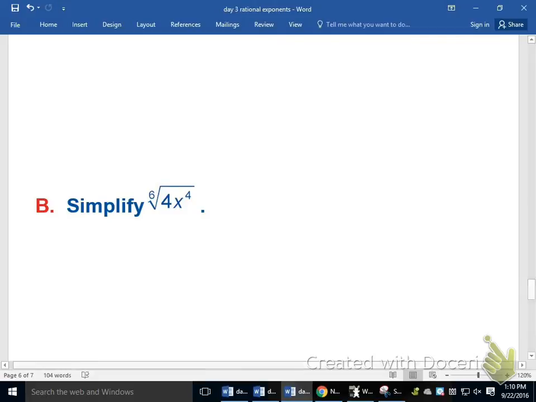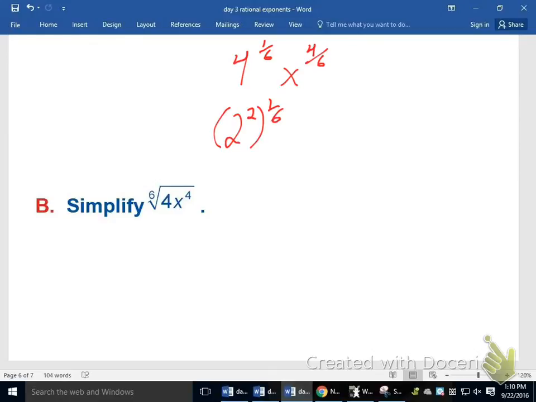Alright, moving on to the 6th root of 4x to the 4th. What I'll do is write that using rational exponents. Right now 4 is to the first power inside there, so this will be 4 to the 1/6 power. x is to the 4th power, so x to the 4 over 6. As far as the 4 goes, I can write that as a lower base, again 2, so that's going to be 2 squared to the 1/6. x is fine. What I can do though is where it's 4 over 6, I can reduce that to 2/3.